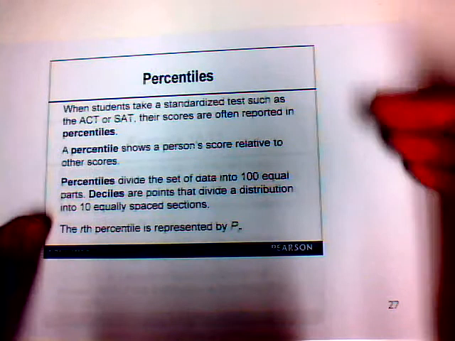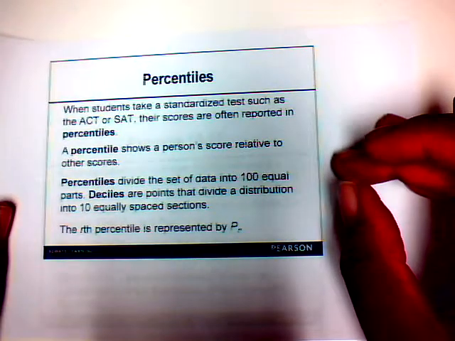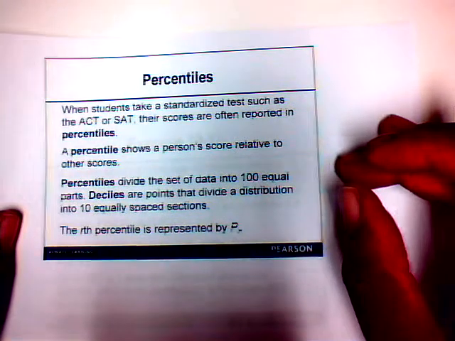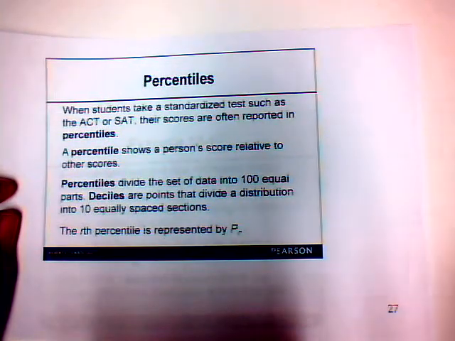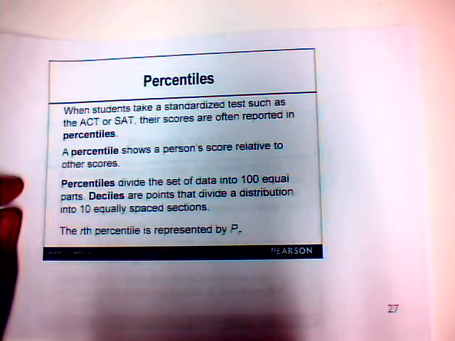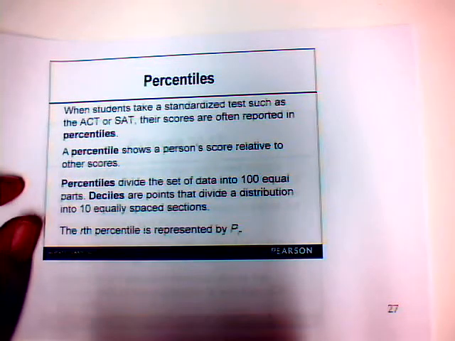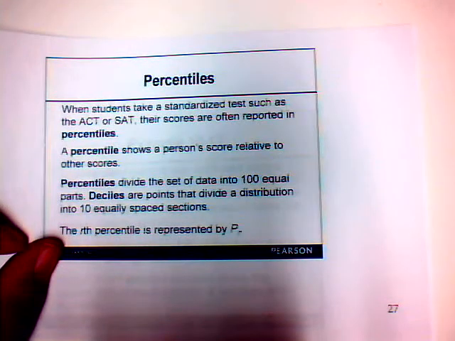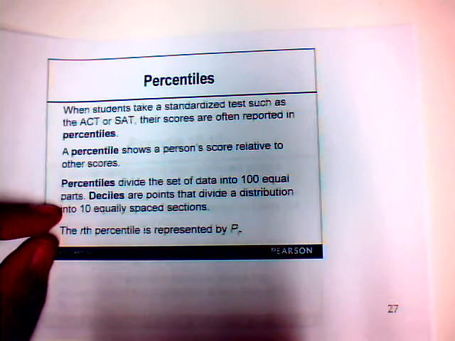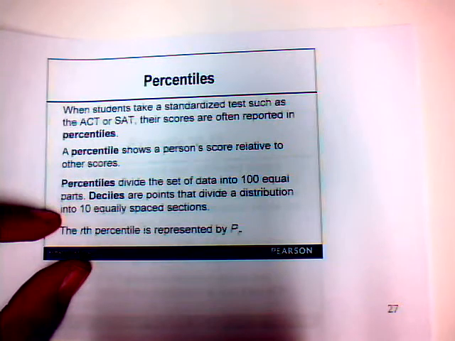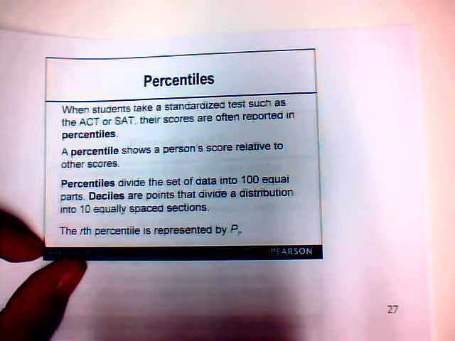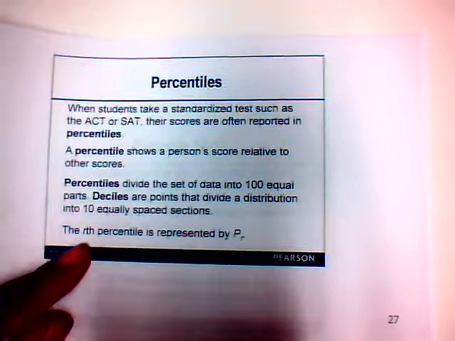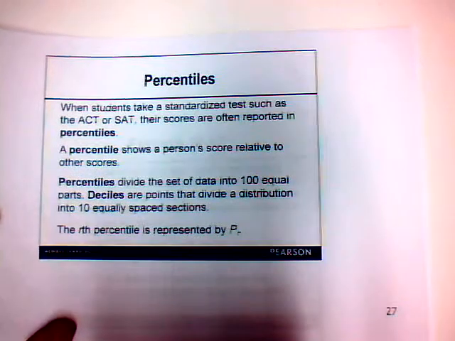Okay, next we'll talk about percentiles. When students take a standardized test such as the ACT or SAT, their scores are often reported in percentiles. A percentile shows a person's score relative to other scores. Percentiles divide the set of data into 100 equal parts. Deciles are points that divide a distribution into 10 equally spaced sections. And the rth percentile is always represented by P sub r.